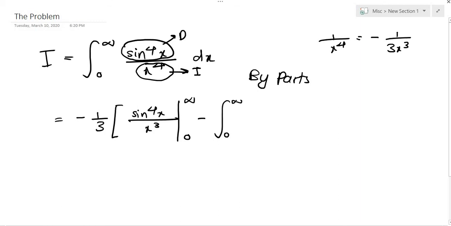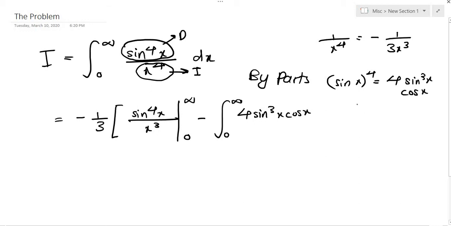the integral from 0 to infinity of 4 times sine cubed of x times cosine of x, because that's the derivative of sine to the fourth of x. Because if you use chain rule on this, sine of x to the fourth power, we first need to resolve the power. 4 times sine cubed of x times the derivative of the inside function, which is a sine. The derivative of sine is a cosine, so cosine of x, divided by x to the third power, and we have a dx and a closing square bracket.